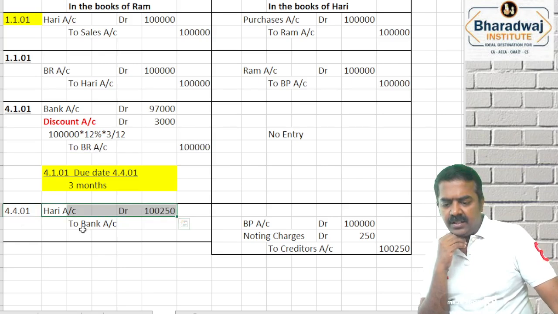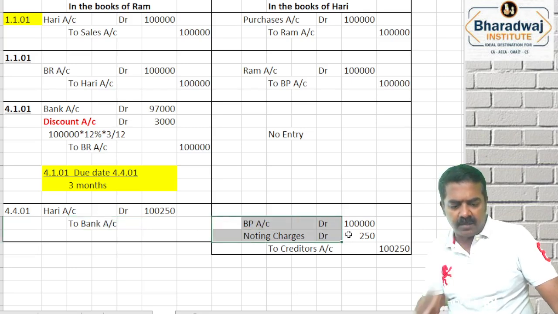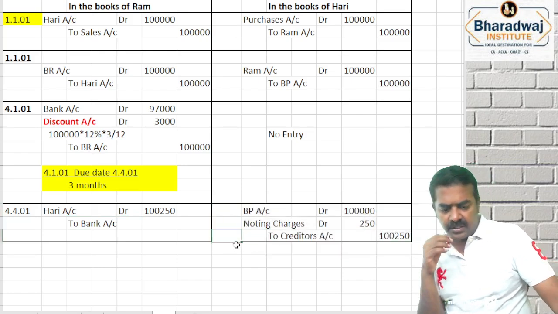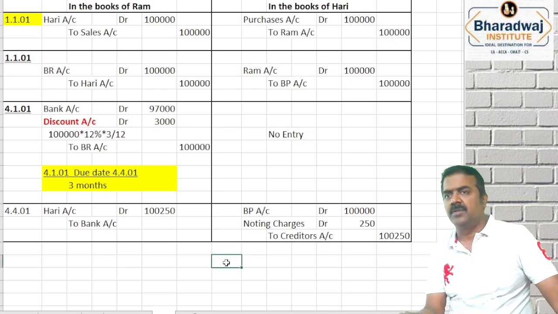Base entry is debtors account debtor to bank account. The other party will pass a normal entry: bills payable account debtor, noting charges account debtor to creditors account. Take up this, then we'll proceed.